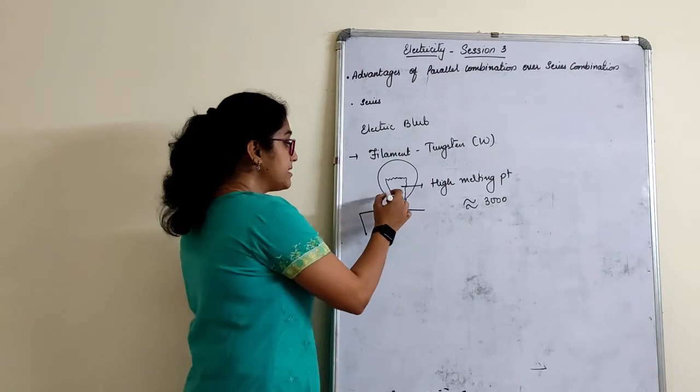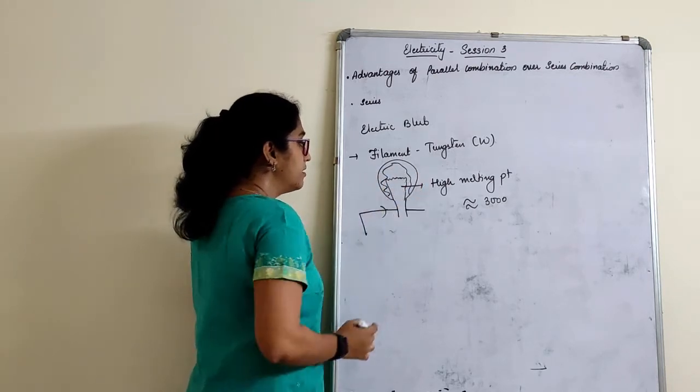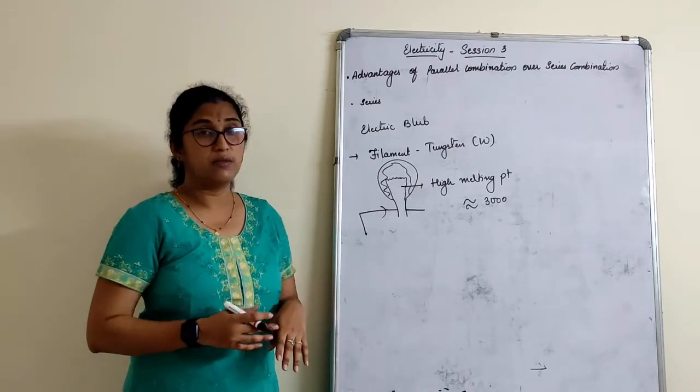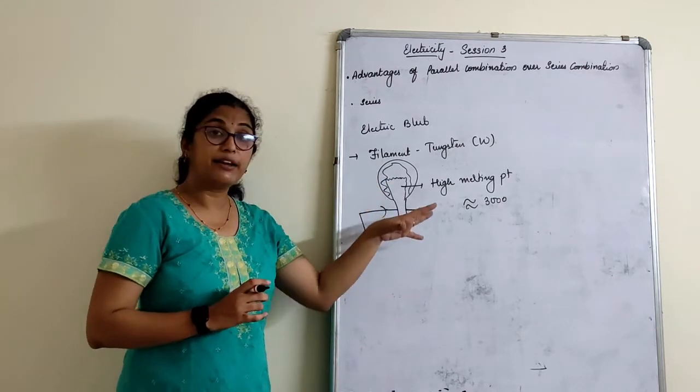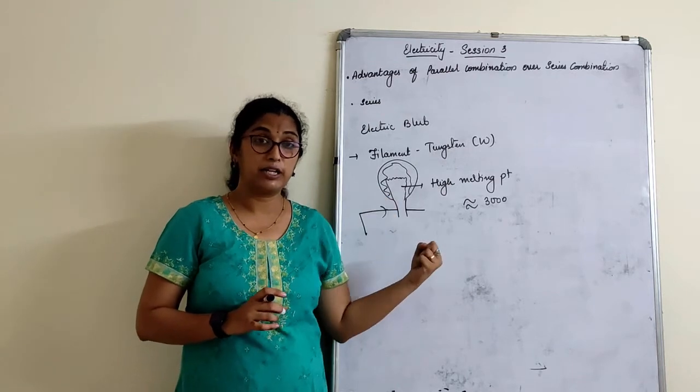Along with that, there are some gases filled in this. We use argon as an inert gas. Now what are inert gases? You studied that in the periodic classification. So we use argon as an inert gas in this bulb. Why?